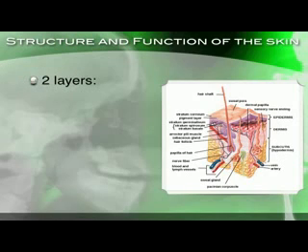All righty, there are 2 layers to the skin. We have the outer layer, which we call the epidermis, and we have the inner layer, which we call the dermis. The outer is what? Epidermis. And inner, the dermis. Good. And what we're going to do is look at these different layers.